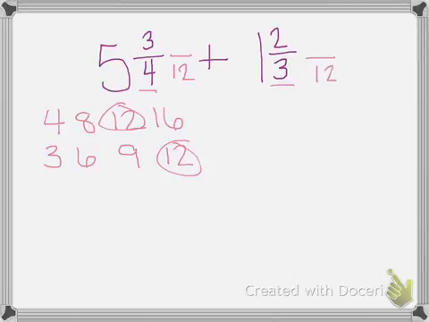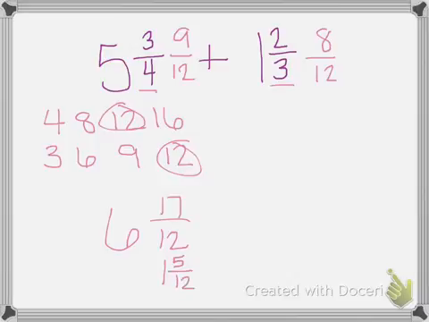4 times 3 is 12, 3 times 3 is 9, 3 times 4 is 12, 2 times 4 is 8. So 5 plus 1 is 6, 9 twelfths plus 8 twelfths is 17 twelfths. If we look, 17 twelfths is an improper fraction, so we have to switch it to a mixed number. 12 goes into 17 one time, with 5 left over. We have to add that to our 6. So our answer is 7 and 5 twelfths.